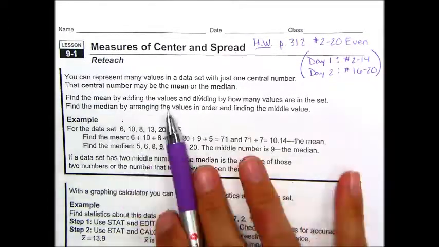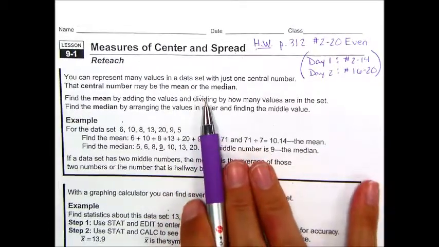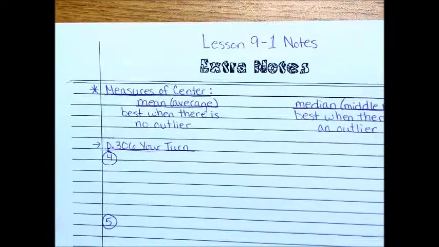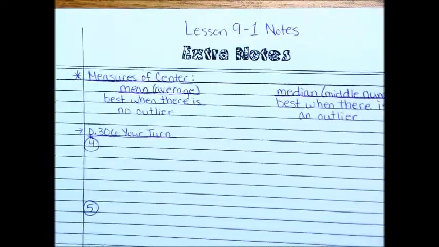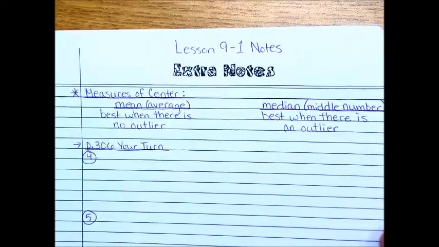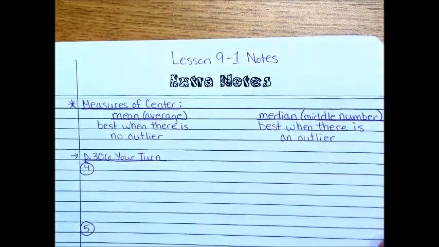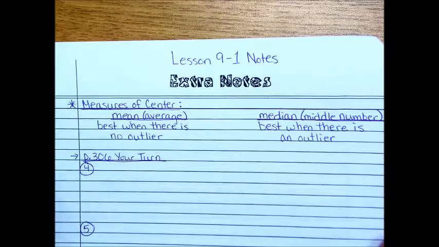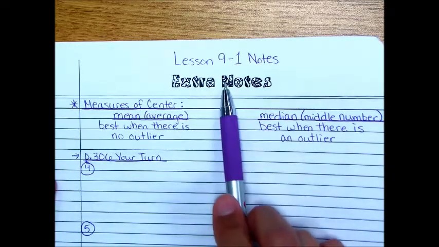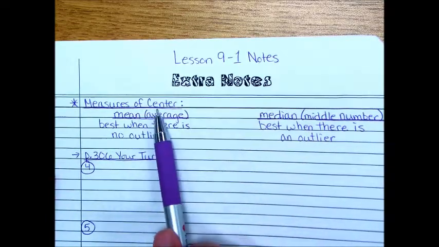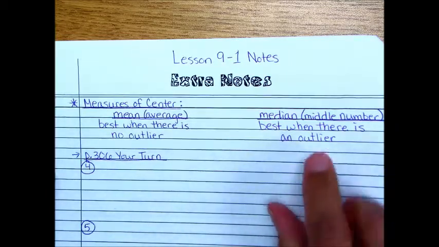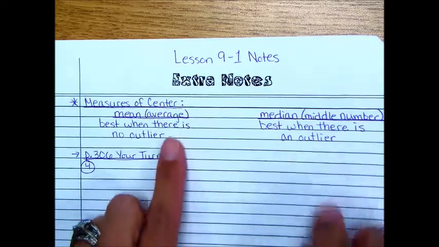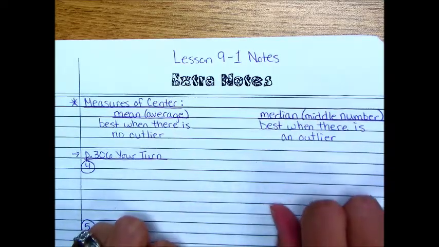For today, I'm going to ask you to flip to the back side for extra notes, and that's where we're going to record all of our notes for today. We're not going to do the examples on the front side. I've already got some things written down here, so feel free to pause as needed and take your time to get it set up. In these lesson 9.1 notes, we're going to focus on measures of center first. The 2 measures of center that we're going to focus on today are mean and median.